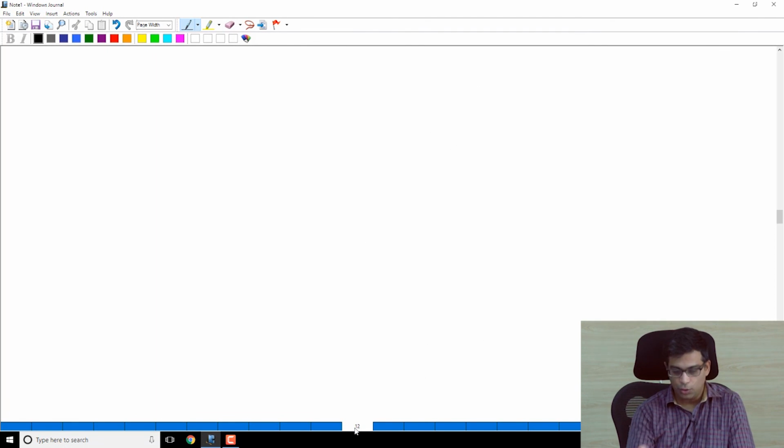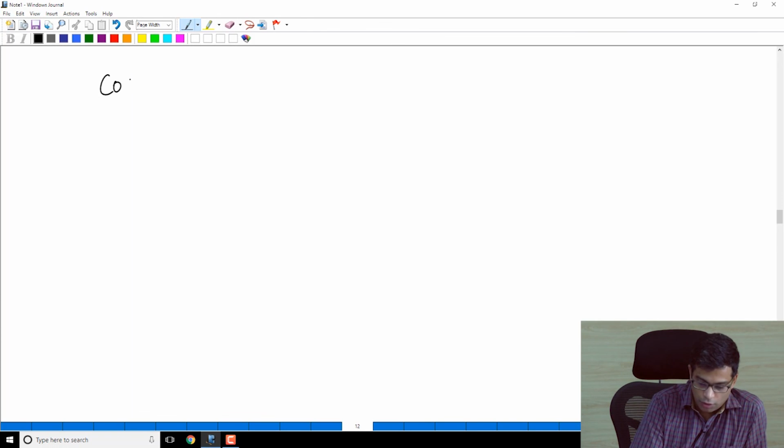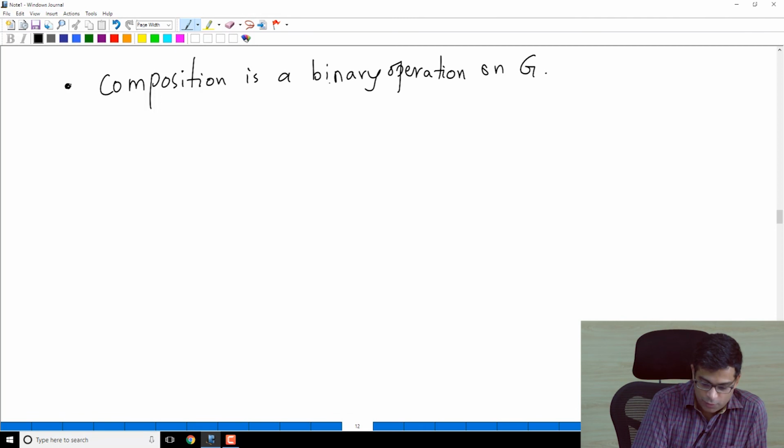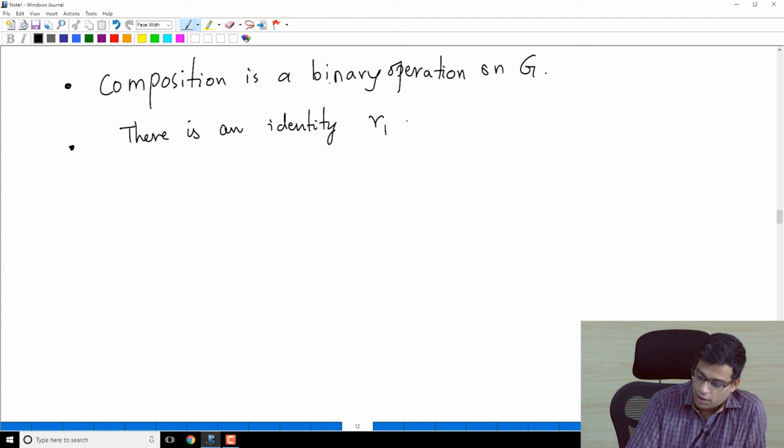As you can list all the possible compositions, composition is a binary operation on G. So, the first property is true. The second property is that there is an identity, namely R1. Remember, R1 is the rotation by 360 degrees or 0 degrees. Performing it does not do anything. So, R2 composed with R1 is R2, and R3 composed with R1 is R3.